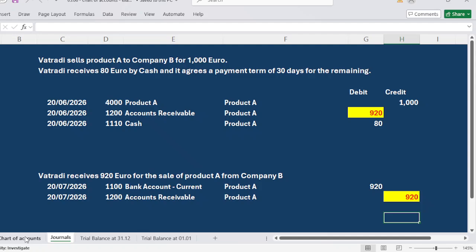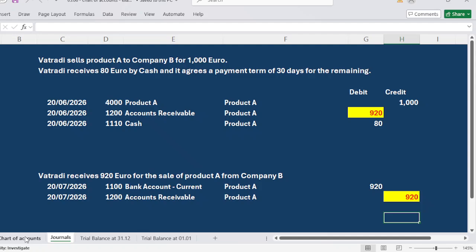I'm Vatradi, I sell a product to company B for 1,000 euro. Company B is giving me cash immediately for 80 euro and it agreed to give me the remaining after 30 days. In this example, I did not insert any taxes, to make the example easy for this presentation.